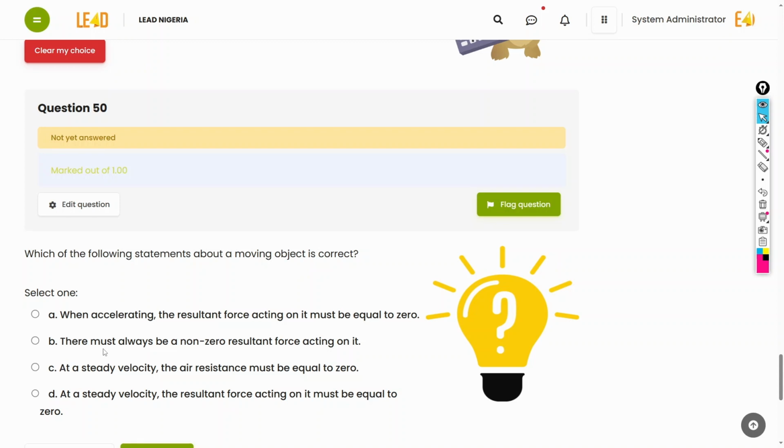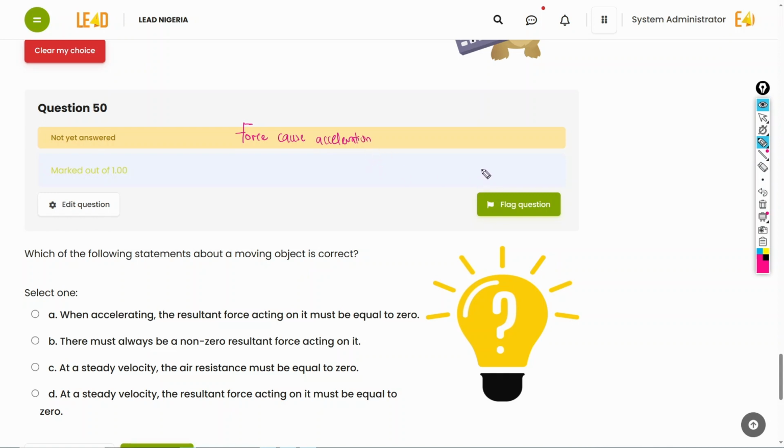B, there must always be a non-zero resultant force acting on it. That's not true. An object can move without any unbalanced force. It's just that it won't be accelerating. It will be moving at a constant speed. So force causes acceleration. Force doesn't necessarily cause motion. Force causes acceleration, so it causes a change in motion.